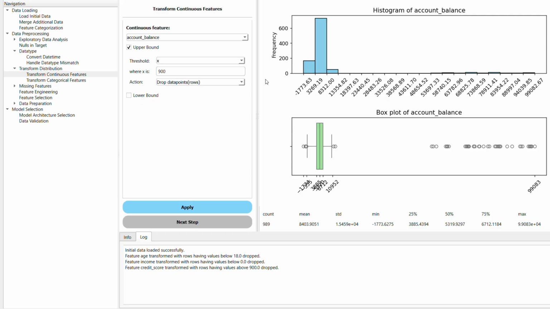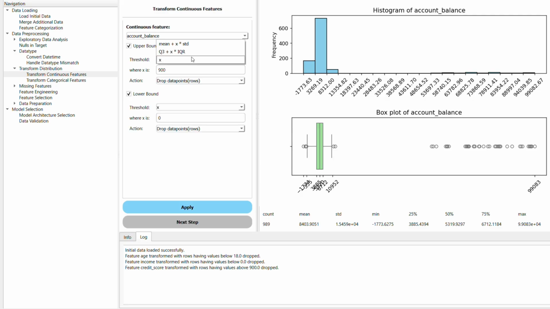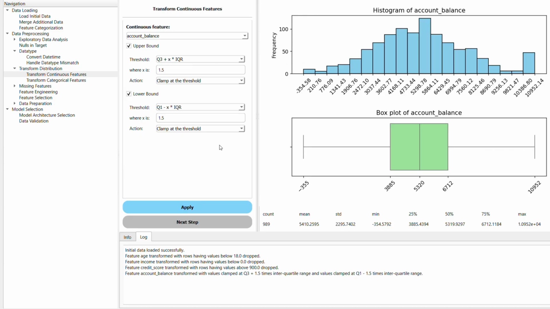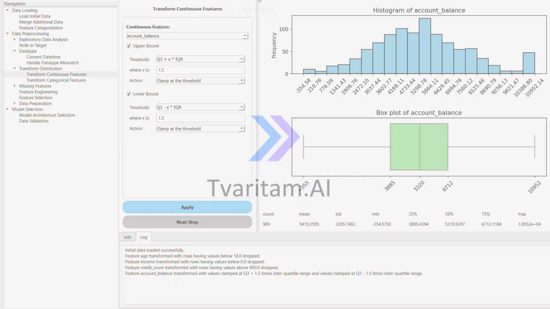So what we can do here is we can use the IQR method on both ranges. So I will go Q3 plus X times IQR for the upper bound, Q1 minus X times IQR for the lower bound, and let us give the value as 1.5. And here, instead of dropping, we will clamp at the threshold. Now I click on apply and the distribution changes. And this is how we can detect outliers, and we can also deal with them before moving forward with our machine learning.